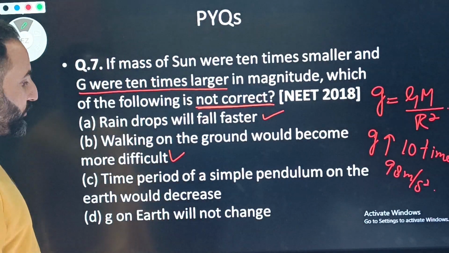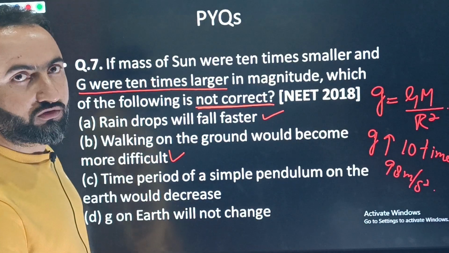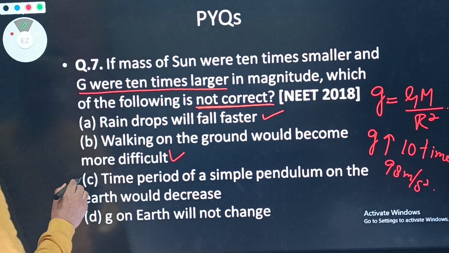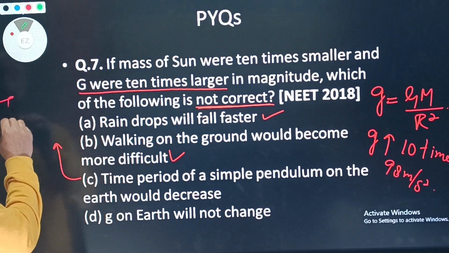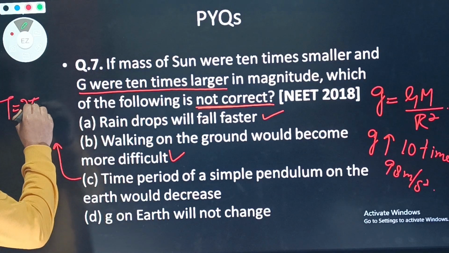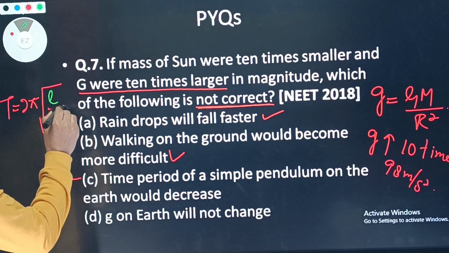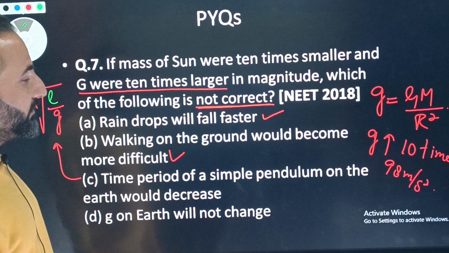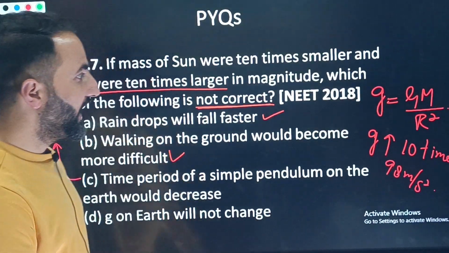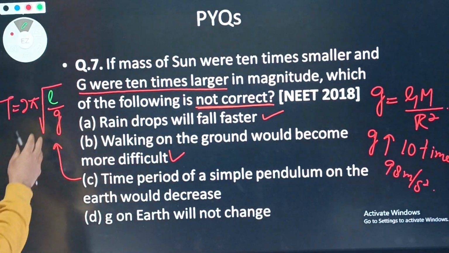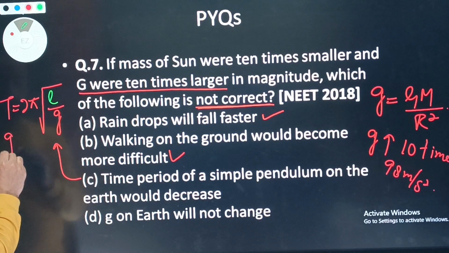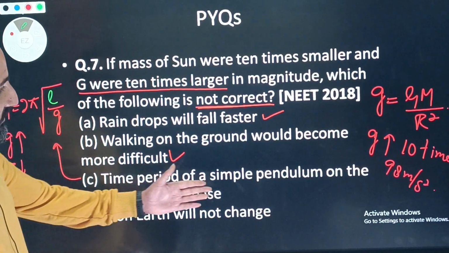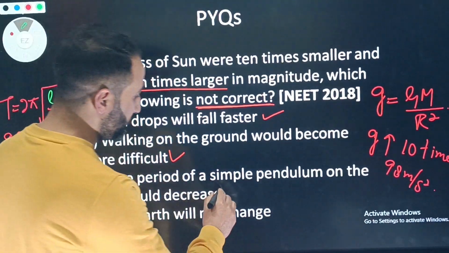Time period of the simple pendulum on the earth would decrease. Let's see what's the equation for the time period. So the equation for the time period is T is equal to 2 pi root of L divided by g. ठीक है ना बेटा? 2 pi under root of L divided by g. So this is the equation. All right. Now acceleration due to gravity is going to increase. When g will increase, so time period will... So g increases, inverse relation is there. Time period will decrease. So time period of the simple pendulum on the earth would decrease. So this is also correct.